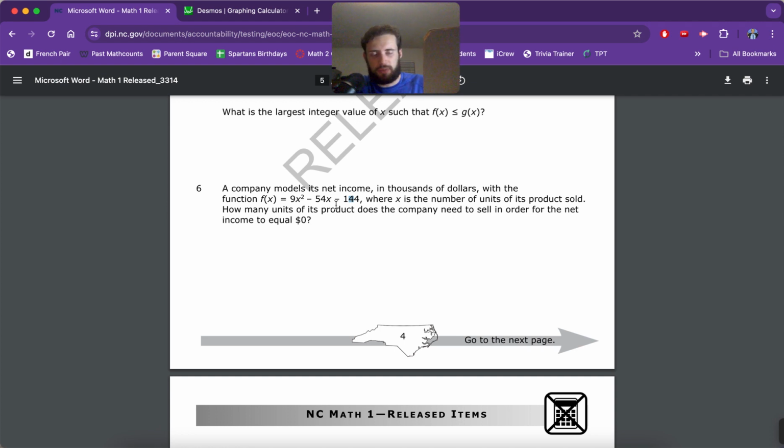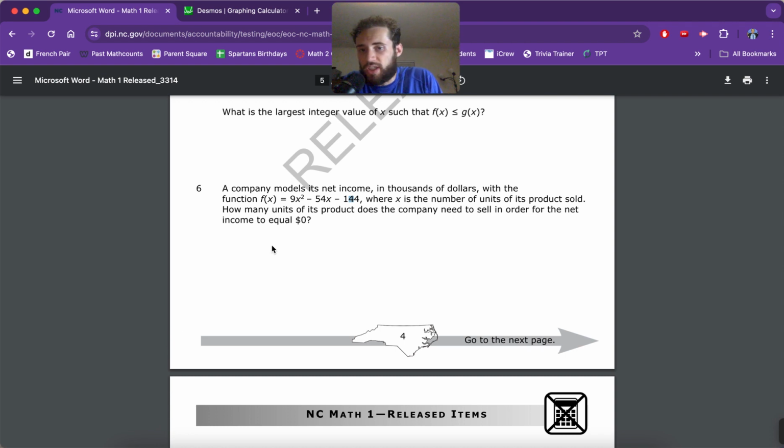Because positive 2 times negative 8 makes negative 16. Positive 2 plus negative 8 makes negative 6. So x plus 2 is 0 when x equals negative 2. And again, we have to reject that negative 2 because you can't sell a negative number of units. So they just want the positive answer, which is 8. If you sell 8 units, you'd get an income of 0.